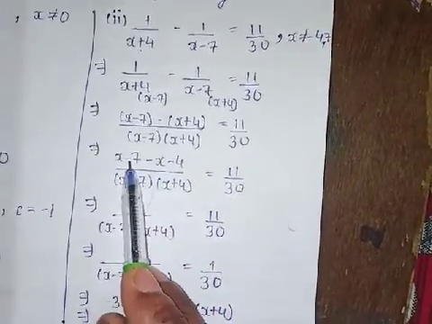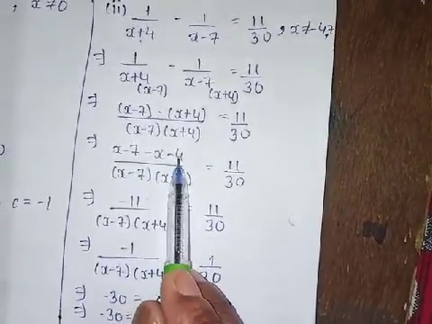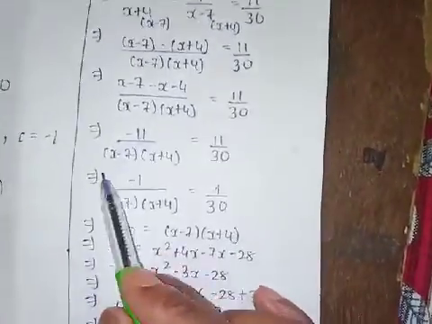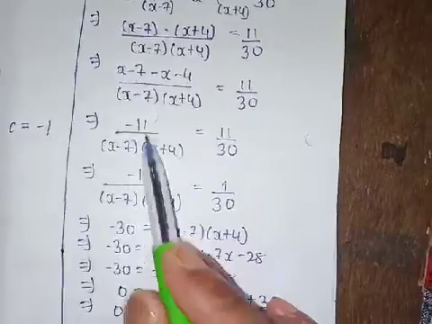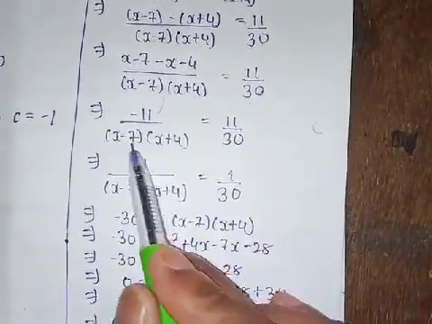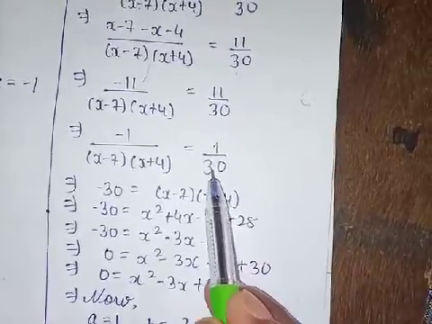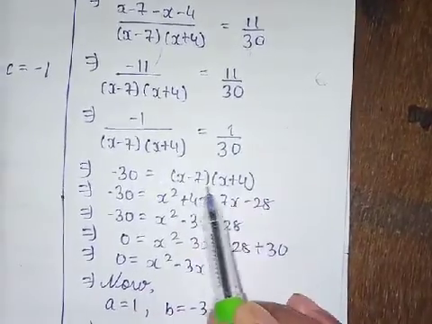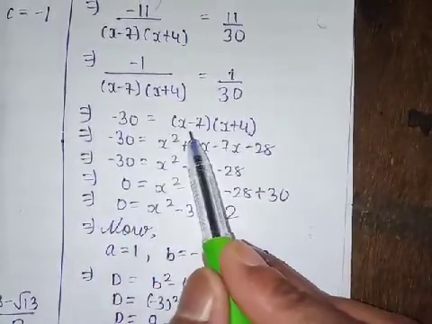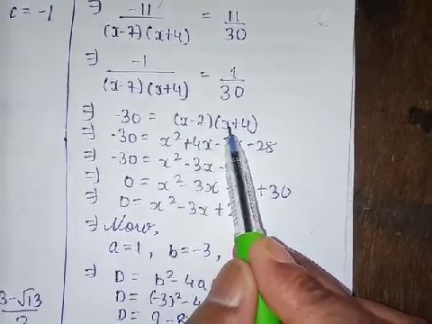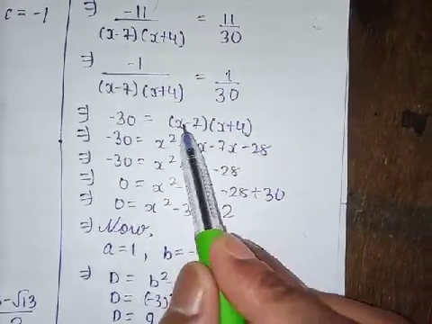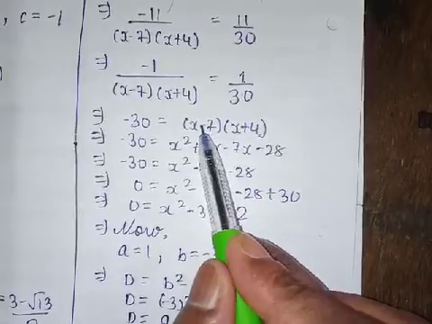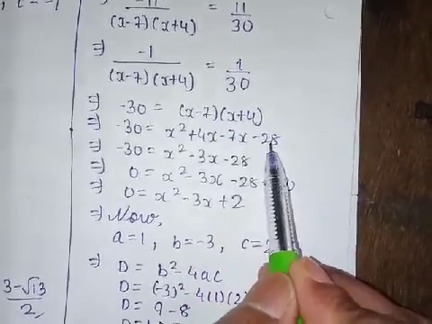So x and x will cancel out, so you'll get minus 11, 7 and 4, both with minus sign, so minus 11. So minus 11 upon 30 can also be cancelled out, so you'll get minus 1 here and 1 here. So now cross multiply, so 30 will go there, it will become minus 30, and this will be multiplied and 2 will come here. So minus 30 is equal to, now x should be multiplied with x. So x with x, x square, x with 4, 4x, minus 7 with x is minus 7x, minus 7 4s are 28.